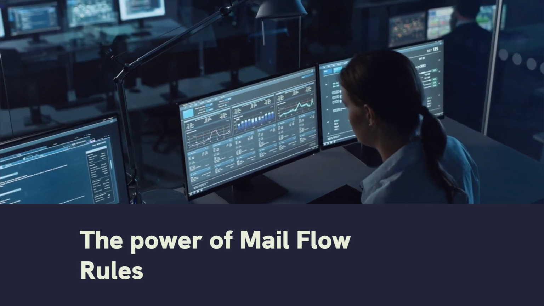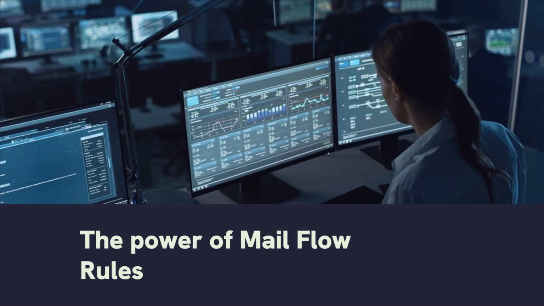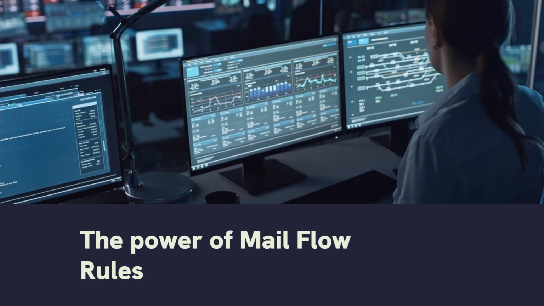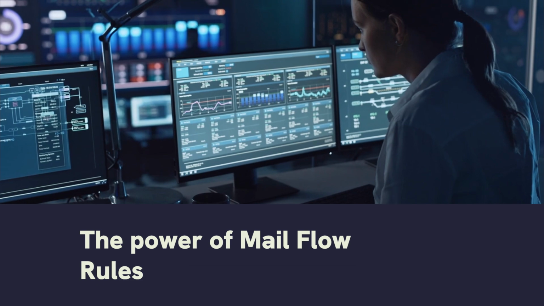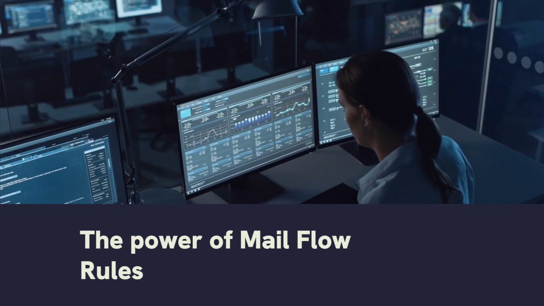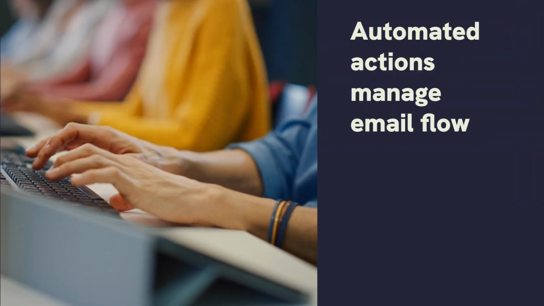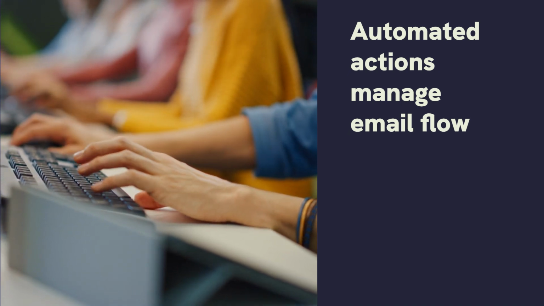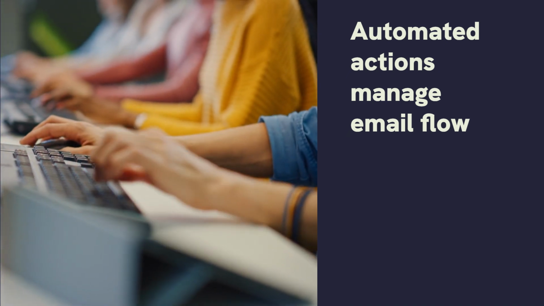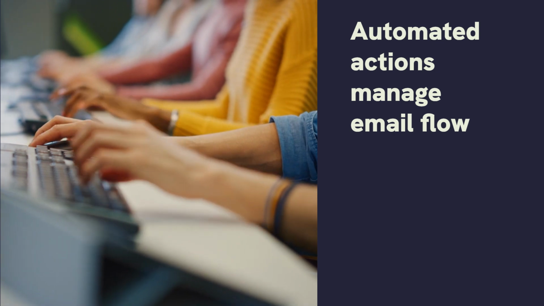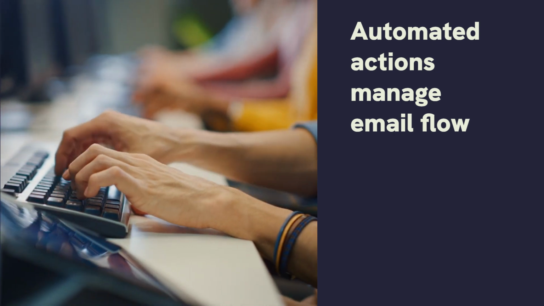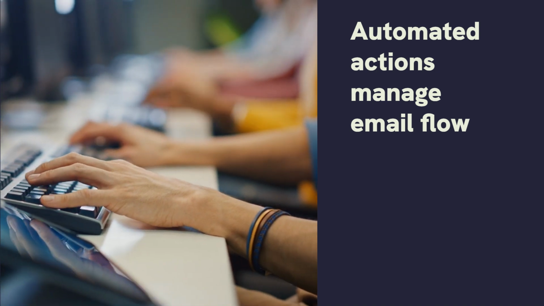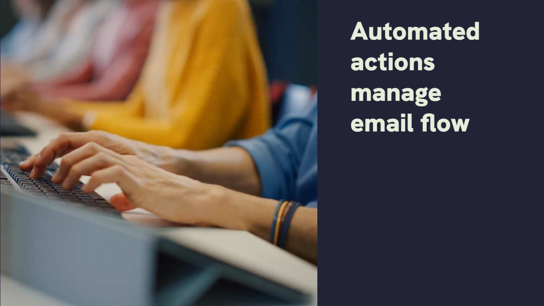Imagine being able to instantly direct, filter, or secure every email that enters your organization without lifting a finger each time. That's the power of mail flow rules in Exchange Online. Mail flow rules, also known as transport rules, are automated actions that manage how messages travel through your organization. You can block threats, add disclaimers, or encrypt sensitive emails, all before messages reach inboxes.